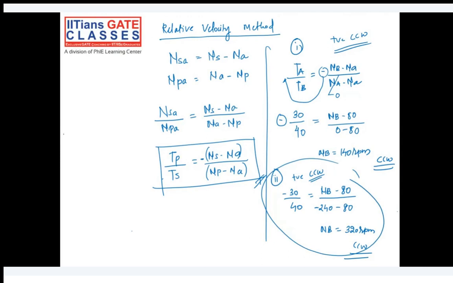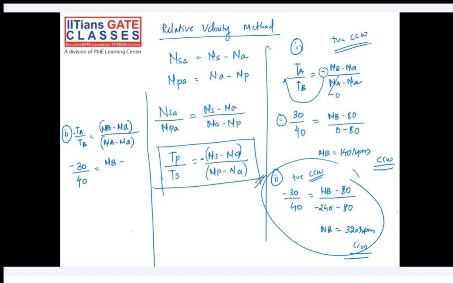TA by TB equal to minus NB minus NA divided by NA minus small na. Okay, this minus sign I'm writing on the left hand side. Is it clear till this? Yeah. So number of teeth on A is 30, B is 40. NB we have to calculate. So what they have given is 80 RPM. Arm rotates 80 RPM counterclockwise.